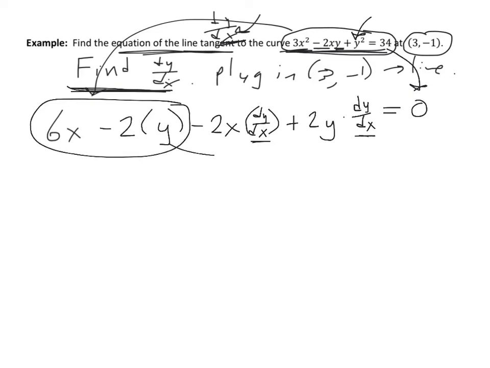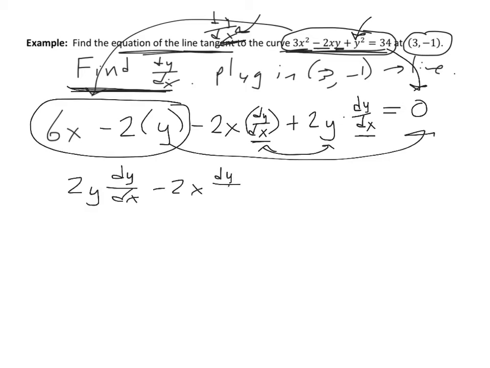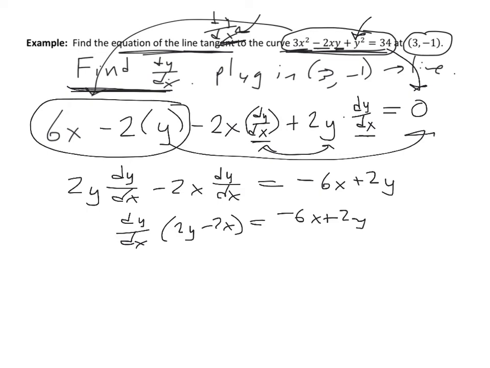So I want to move these non-dy/dx things over, okay? And I'm going to switch the order of these two things just because I like the idea of having the positive thing first. So I have 2y dy/dx minus 2x dy/dx equals, and then I would have moved the 6x over and the 2y over. Okay, now I want to find dy/dx, so I factor that out. (2y minus 2x) dy/dx equals this thing. And then I could just divide that thing over. So dy/dx is going to be negative (6x plus 2y) divided by (2y minus 2x).